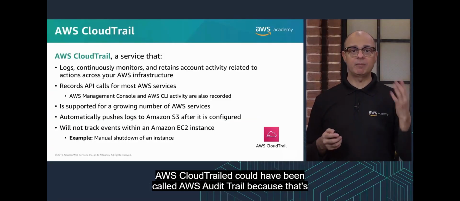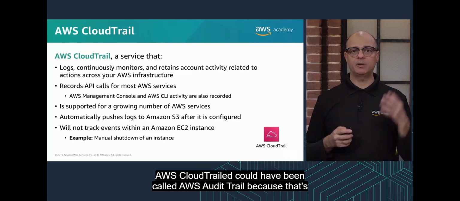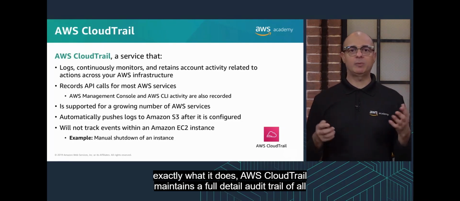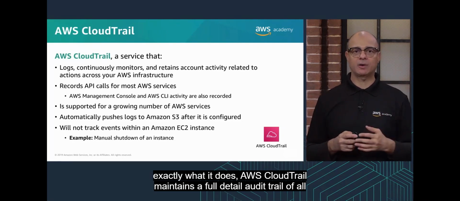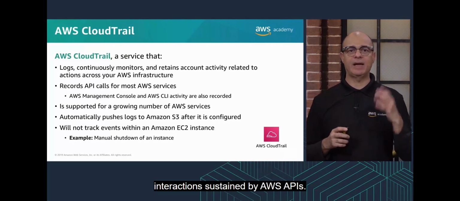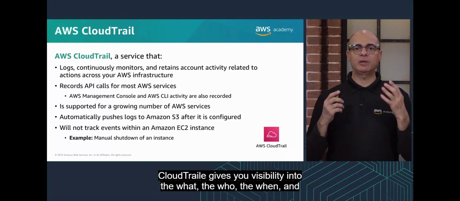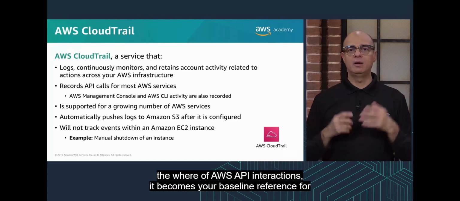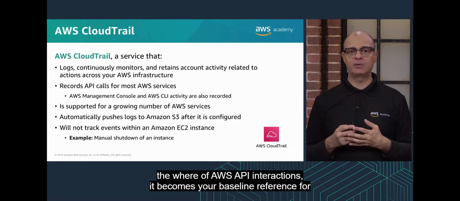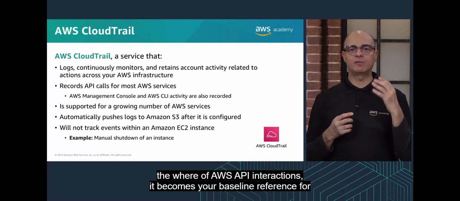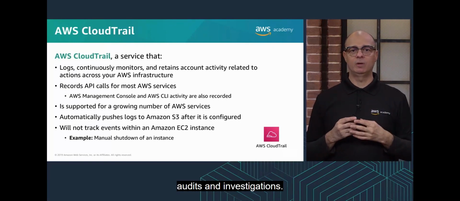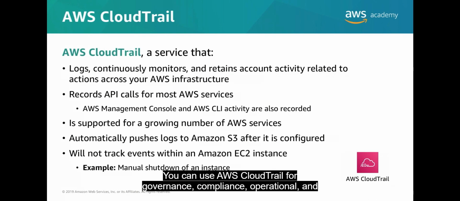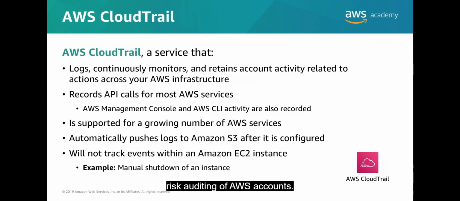AWS CloudTrail could have been called AWS Audit Trail because that's exactly what it does. AWS CloudTrail maintains a full detailed audit trail of all interactions sustained by AWS APIs. CloudTrail gives you visibility into the what, the who, the when, and the where of AWS API interactions. It becomes your baseline reference for audits and investigations. You can use AWS CloudTrail for governance, compliance, operational, and risk auditing of AWS accounts.